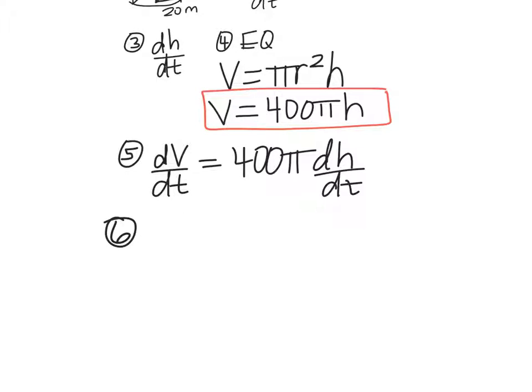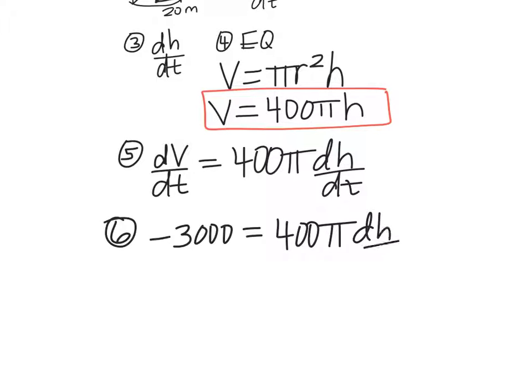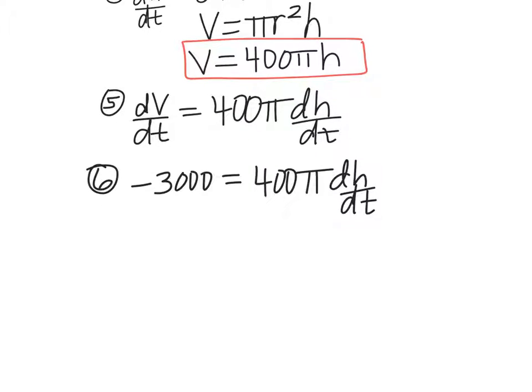Number 6 is to evaluate. Evaluate means we're going to plug in our information. So dV/dt is negative 3,000 equals 400 pi dh/dt, and we're trying to find dh/dt, the rate the height's changing. So we're going to divide by 400 pi. When you plug this into your calculator, make sure that you put parentheses around 400 pi. Go to your calculator: 3,000 divided by parentheses 400 pi gives 2.39.